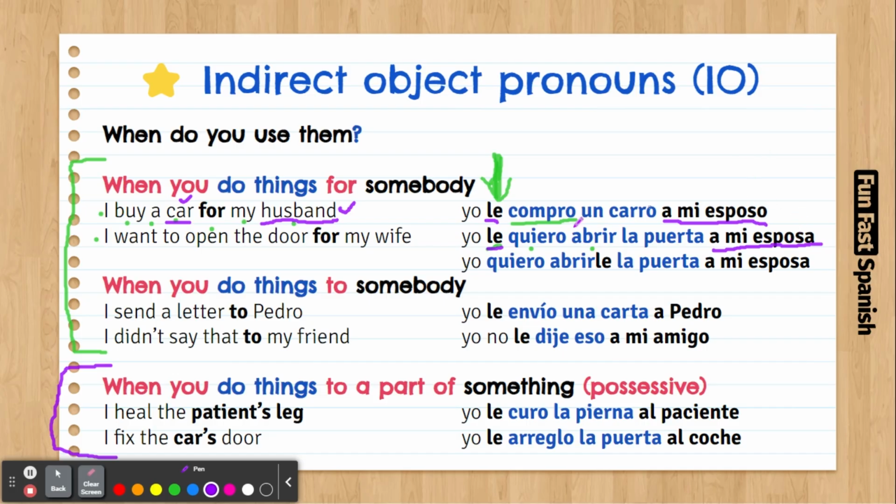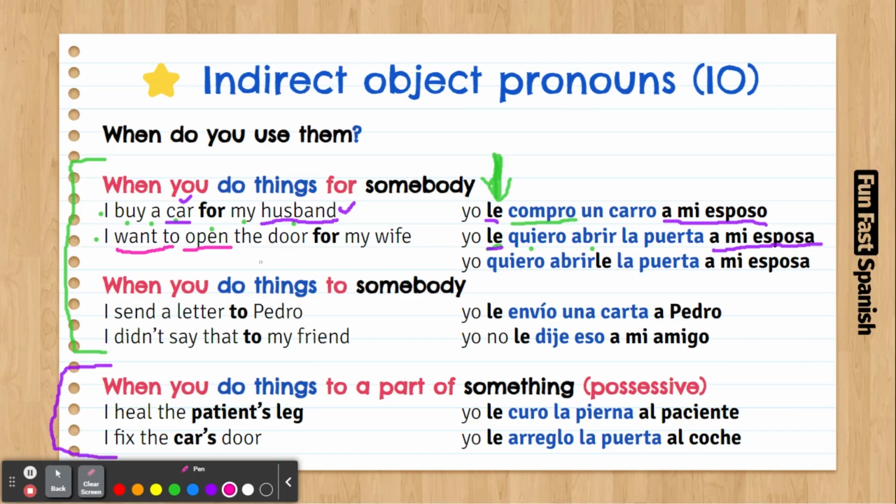So again, the le represents here the "her". I open the door for her, for my wife. As you see again, we have to use this le. It's the her. But we have a peculiar thing happening here, which is that we are using two verbs this time. We are using the verb I want to open. So we have two verbs in a row.